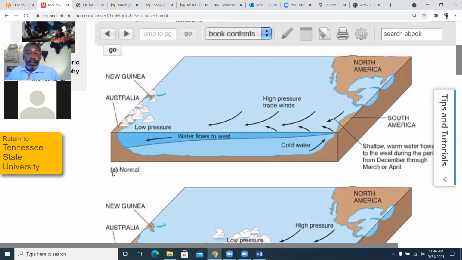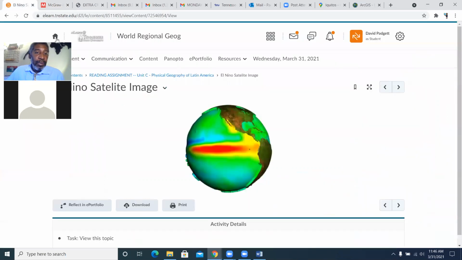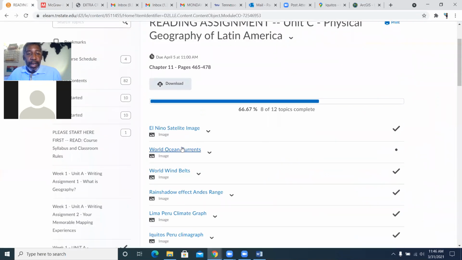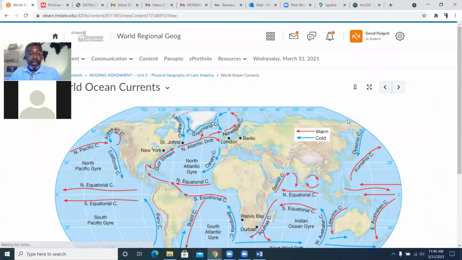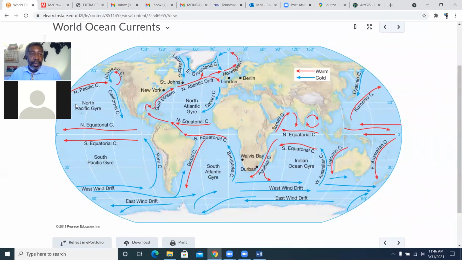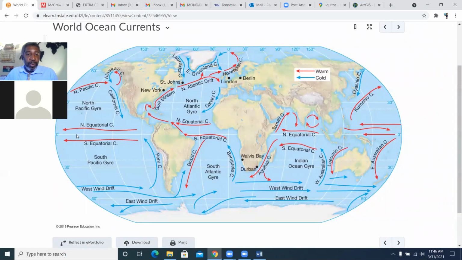Now, if we look at the schematic, what you're seeing here at figure 11.14a is the Pacific Ocean under normal conditions. So normally the flow of water is toward the west, from east to west. And that is due to the fact that we have in this region, if we go back and look, the equatorial ocean currents, warm currents flowing from east to west here normally.